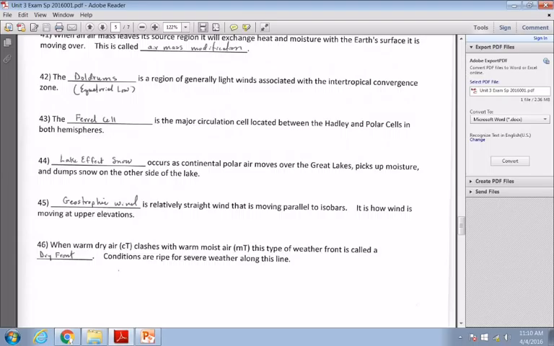So a lot of people missed lake effect snow. You're in very good company. Lake effect snow, like I say here, occurs as the continental polar air moves over the Great Lakes and becomes modified by the warm water vapor. Okay. 45, I was after geostrophic wind, basically the wind that's moving between isobars at upper elevations. Gradient wind is moving between isobars, but it's generally curvy.